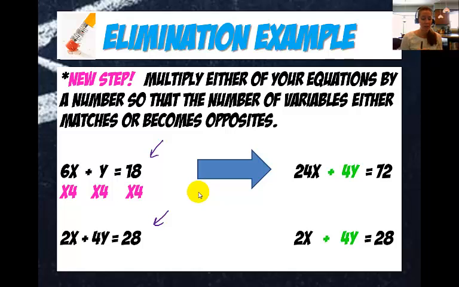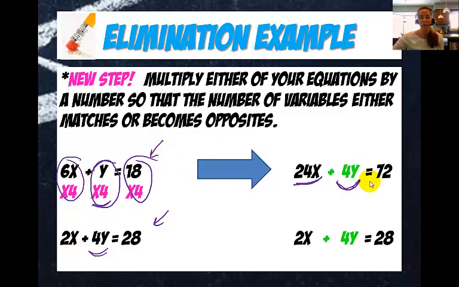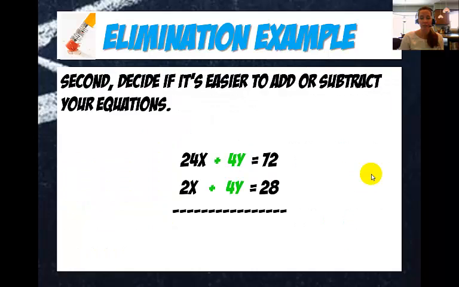Now, we don't have matching amounts of x's or y's, so we're going to manipulate one of these equations so that it works for us. We could do it lots of different ways. Sometimes you can multiply both equations, but I usually try and find the shortest possible way to do this. Because who wants to do a bunch of extra math, right? So I see that if I multiplied this y by 4, I would get a matching 4y. See, that's what I'm going for. So 6x times 4 is 24x, 4 times y is 4y, and then 18 times 4 is 72. So there's a new answer.